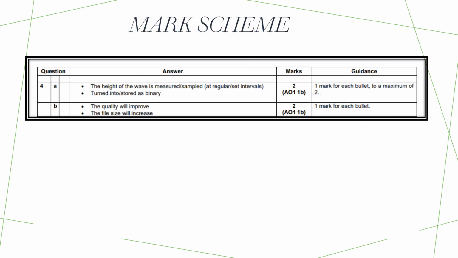So that's the end of question 4. Let's take a look at the mark scheme. For 4a, it says the height of the wave is measured or sampled at regular intervals. This is turned into or stored as binary.